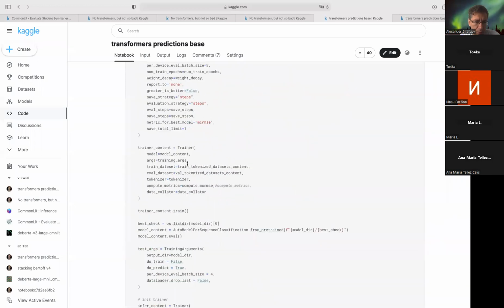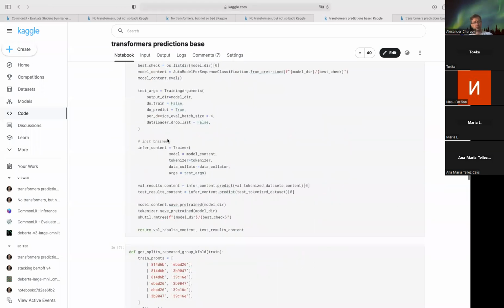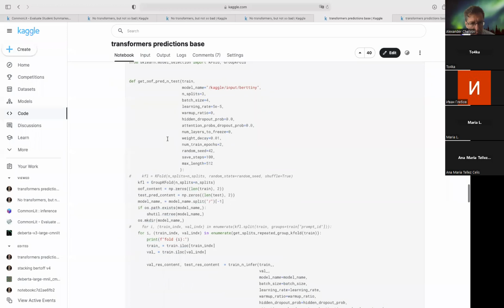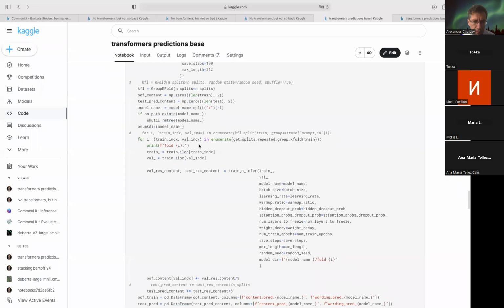And this code, train and inference, will run 4 times because, as I said before, I use a GroupKFold cross-validation strategy. I run this code 4 times, for every fold, with different groups in our data set, different groups of prompt ID.